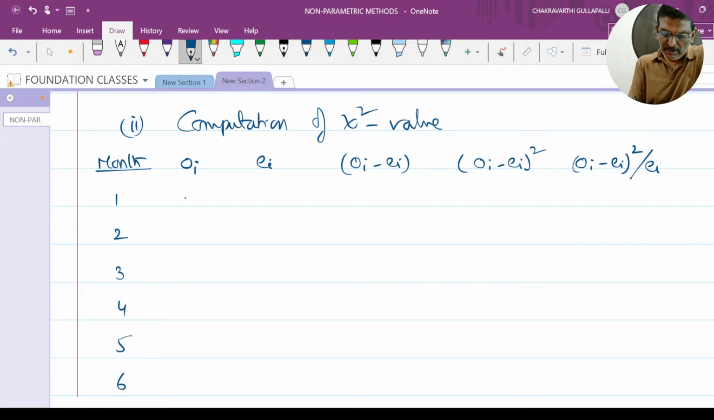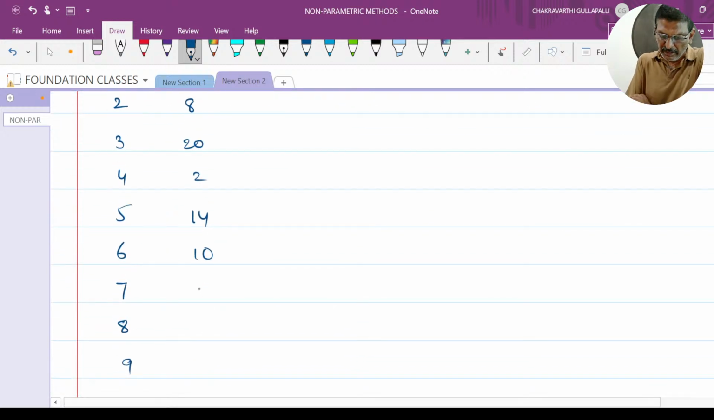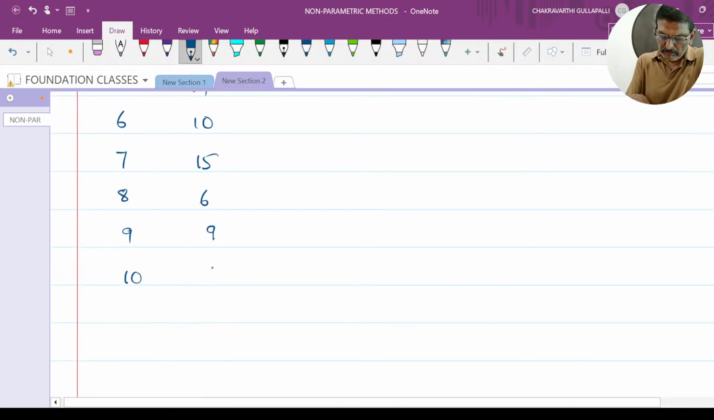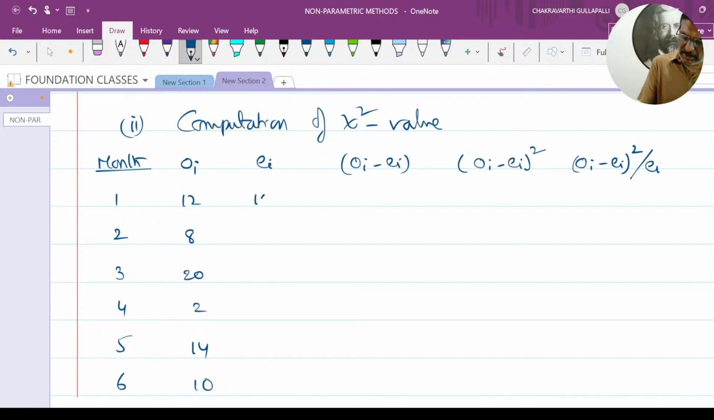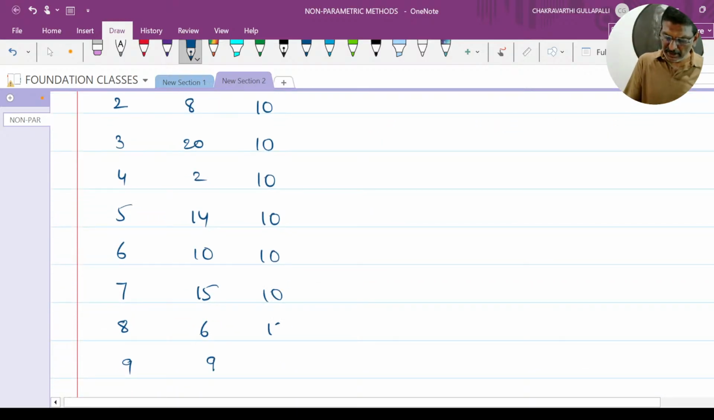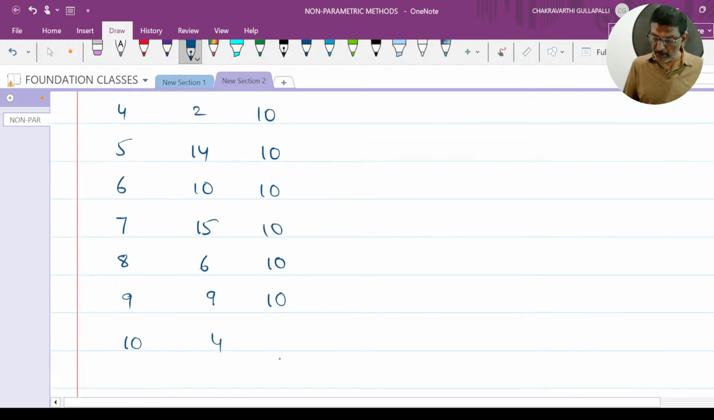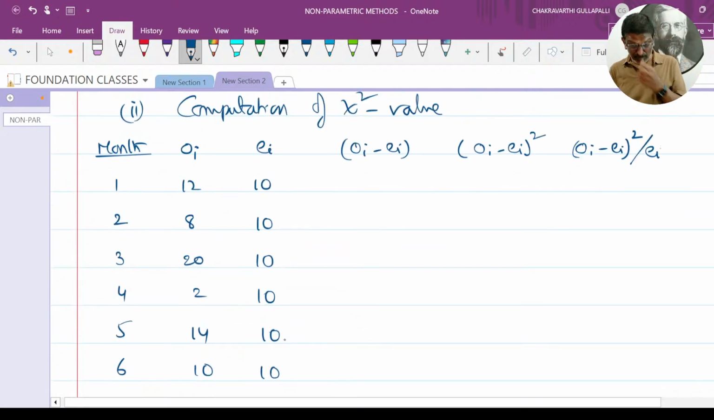Now the observed frequencies, the original accidents: first month 12, second month 8, 20, 2, 14, 10, 15, 6, 9, 4. Now, under H0, we calculated expected frequencies for each and every month. The average number of accidents is 10. Now, this is a very simple technique. This problem is also very important for data analysis and from the examination point of view.